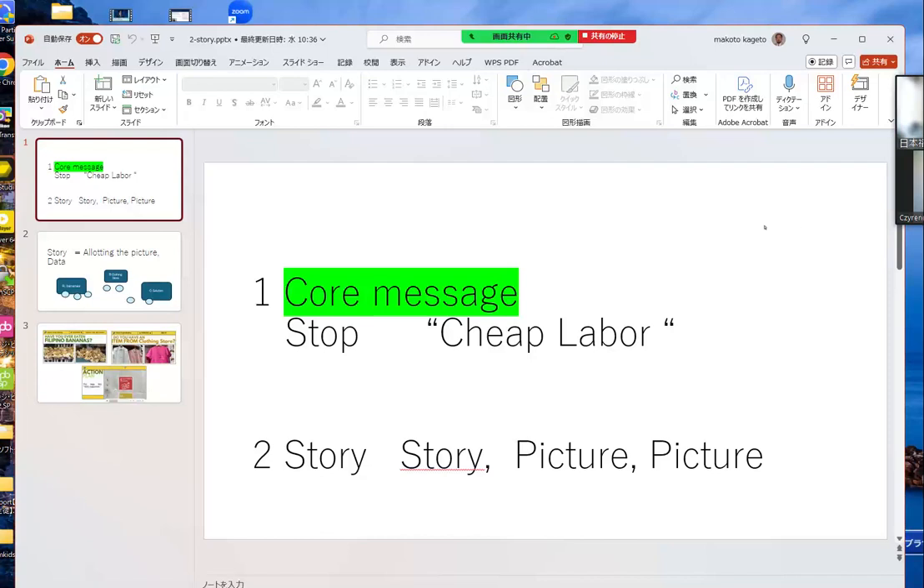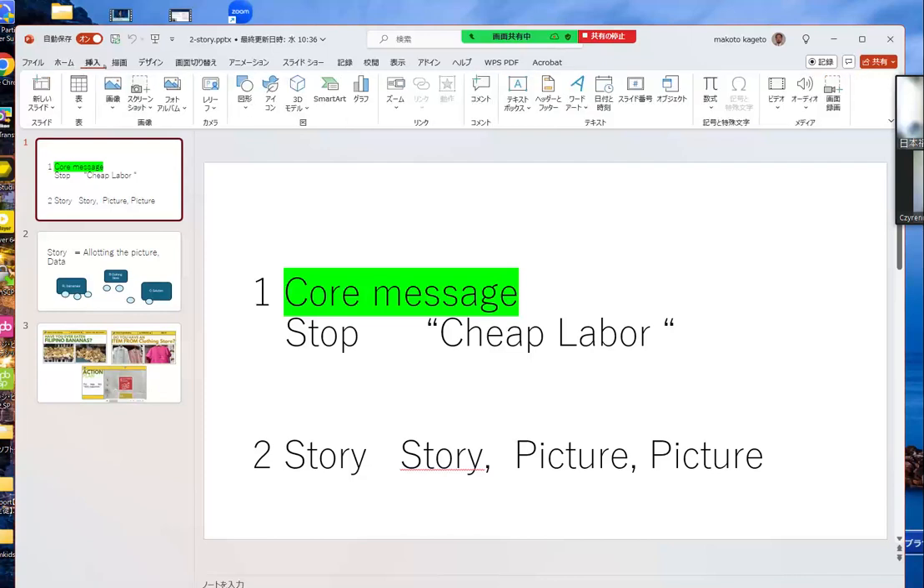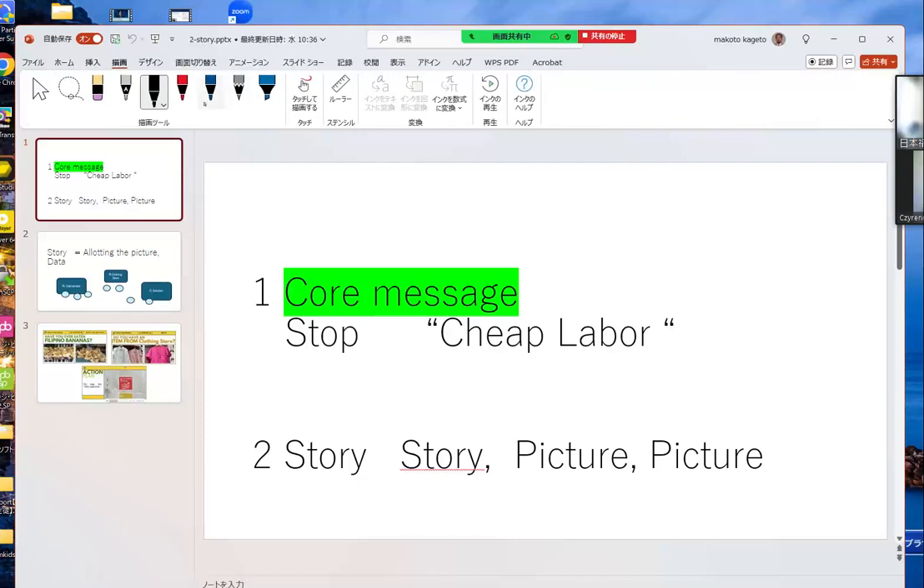Okay. So, firstly, when you are going to present, especially in international conferences like the World Youth Meeting, you always have to have a message. What you want to share with the people. That is very important. So in our case, I am grouped with two Japanese students. So our core message was to stop cheap labor.